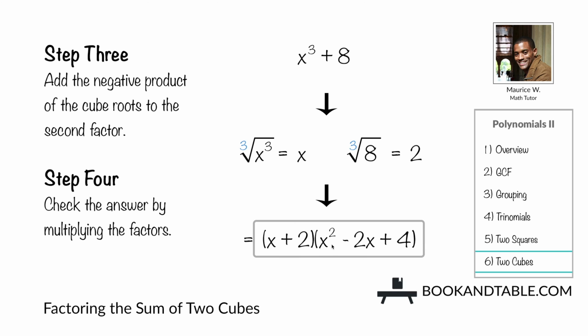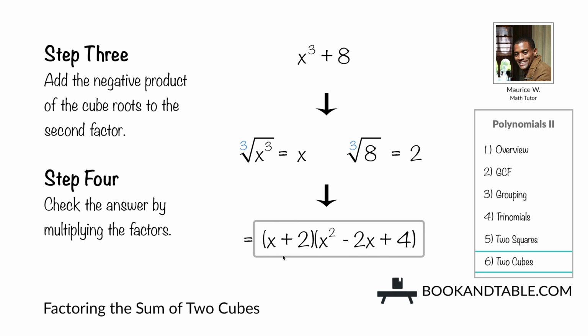And I place the negative product of the cube roots in the middle so that we have this trinomial in standard form. That is why I did it that way. But technically, x squared plus 4 minus 2x is the same thing. I just like having the second factor in standard form.